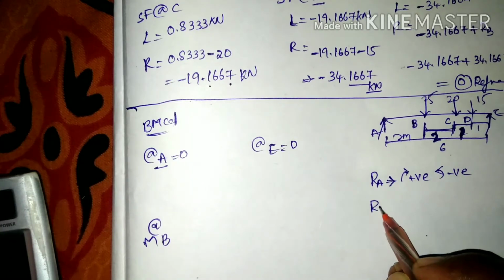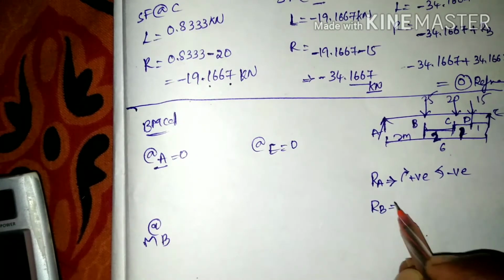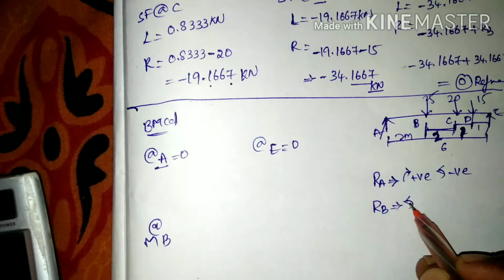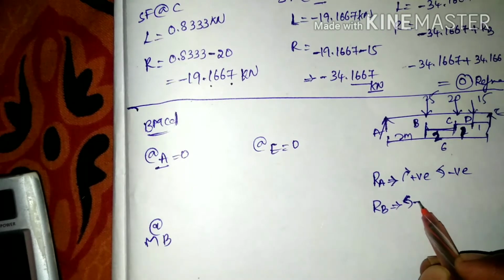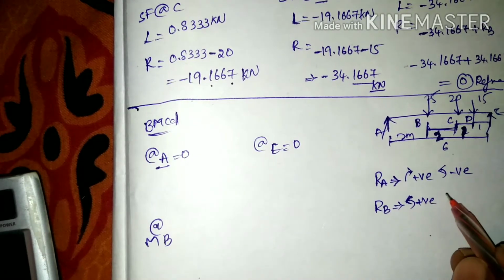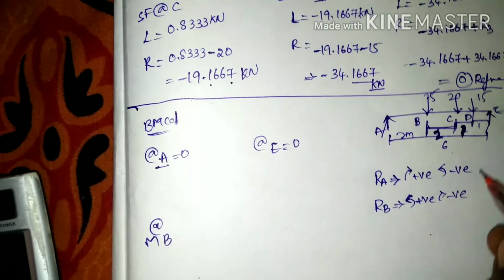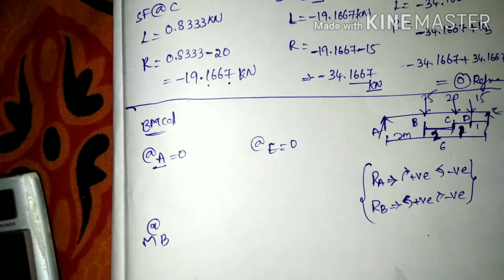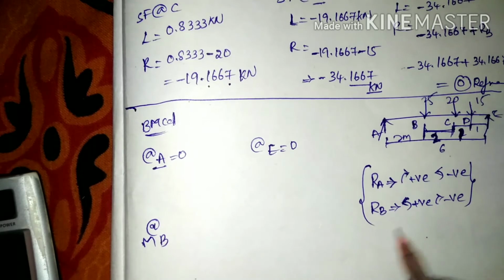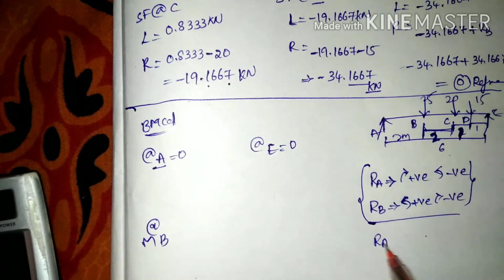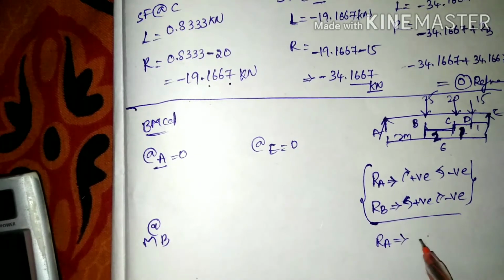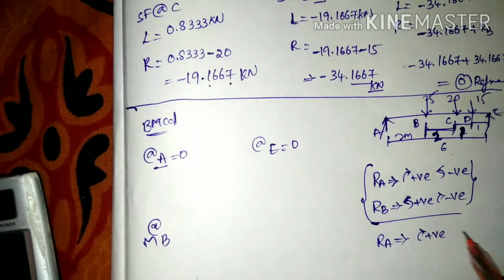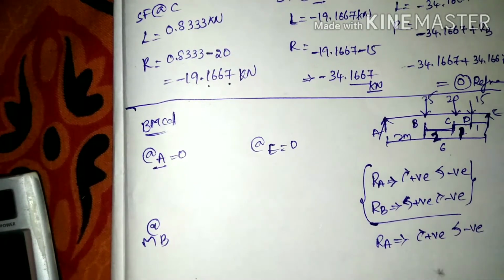If I am going to take the moments about RB, anti-clockwise is positive and clockwise is negative. Just remember this, or you can remember it like this also. If you want to take the moments about RA, clockwise is positive and anti-clockwise is negative.